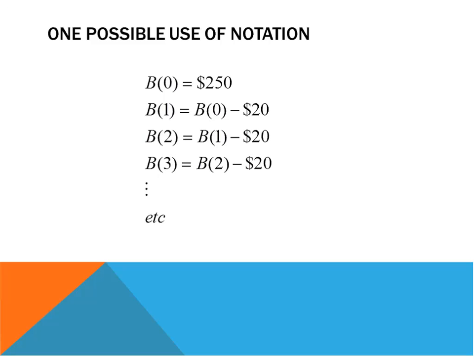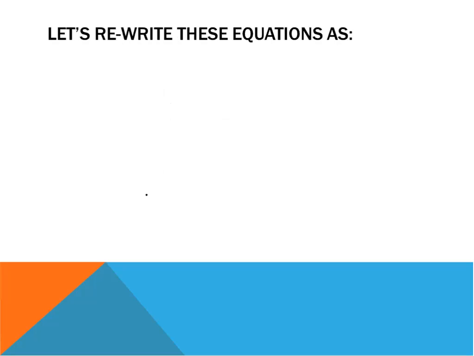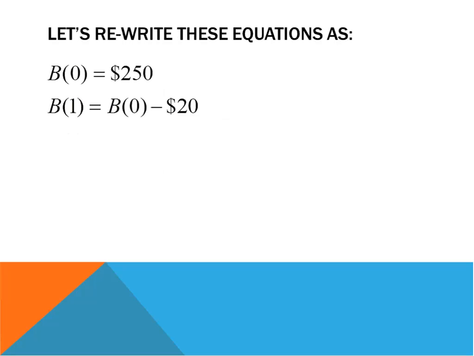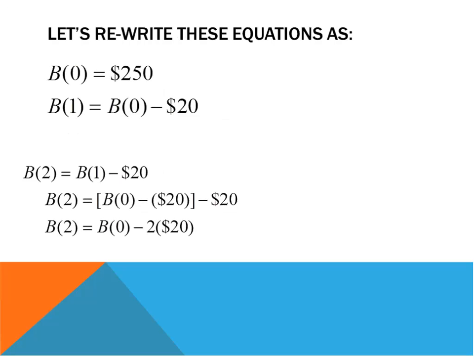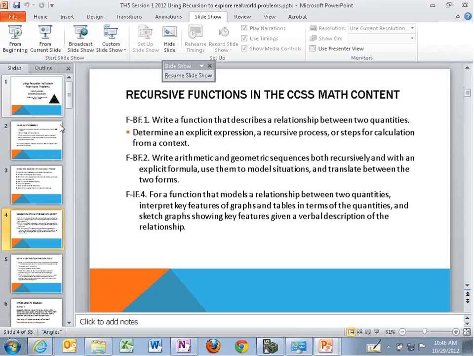Okay, so if we keep writing these equations, I can write B of 0 is 250, B of 1 is B of 0 minus $20. But now what I'd like to do is step out of that just a minute and think about what would happen if I start generalizing from the recursive equation. So before I do this, let me escape out of here, and let's go to our calculators.